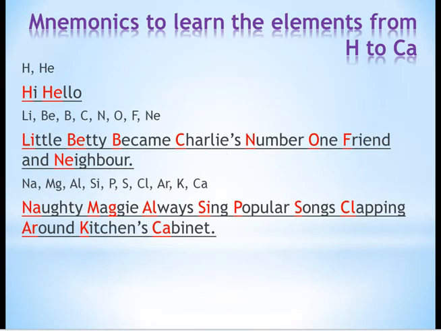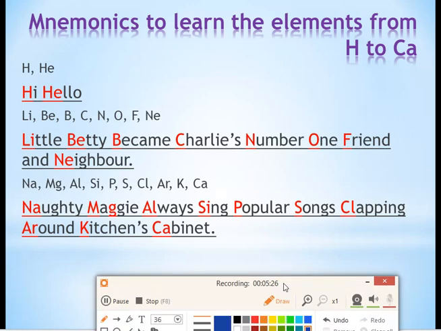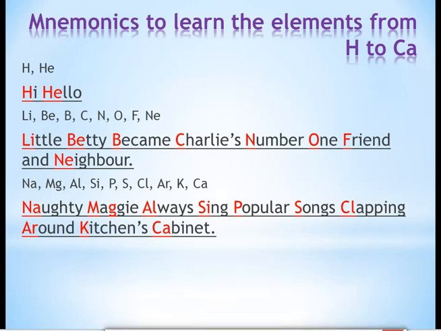For that we should know one mnemonic. What is a mnemonic? It's like a poem which we used to learn in our junior classes. In the same way, I will tell a poem or a story to you all, and by that you can learn the elements from hydrogen to calcium in a very easy way. So now, see, there are two friends. The names of the two friends are Betty and Charlie.